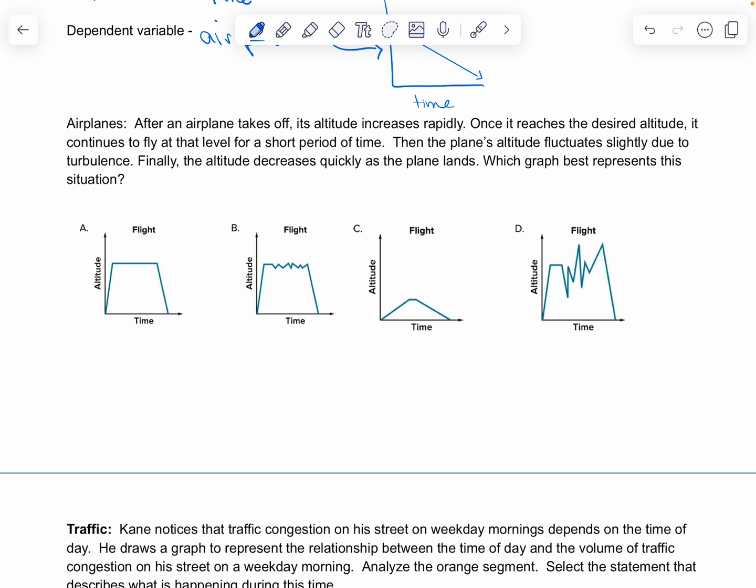Okay. So now let's talk about this next one. It says, after an airplane takes off, its altitude increases rapidly. Okay, so you go really fast when you take off. Well, you're going fast all the time, but you go off the ground, you go super high, super fast. Once it reaches the desired altitude, it continues to fly at that level for a short period of time. Then the altitude fluctuates slightly due to turbulence. So it may go up, it may go down. Finally, the altitude decreases quickly as the plane lands. Which graph represents this situation?